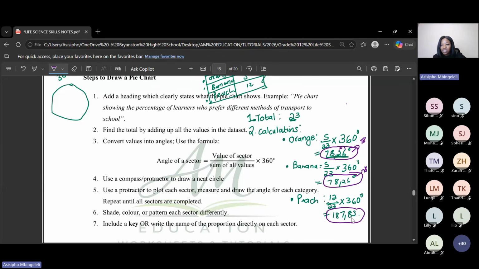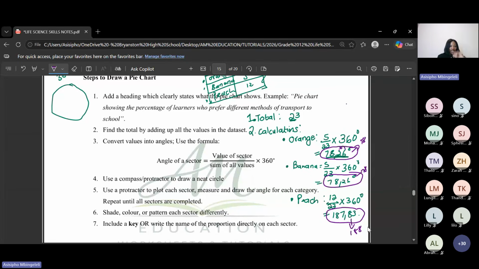But what about this one? We need to round it off to a whole number. So then this one becomes 188 for the drawing. Do not round off the answer when you are writing it. For the drawing, you round it off for yourself.